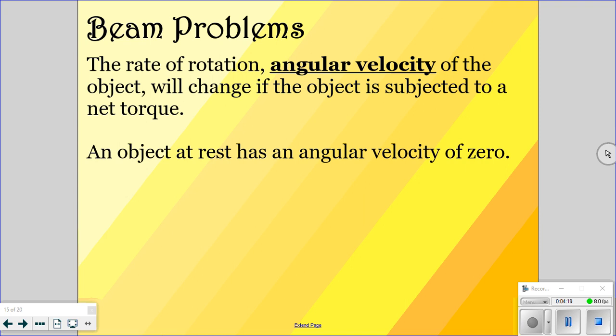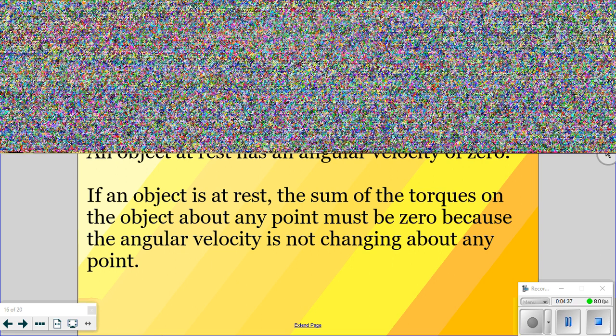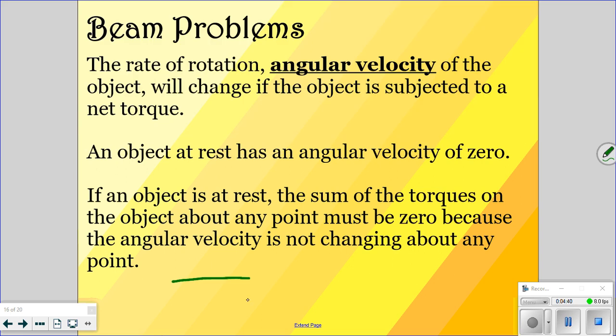If you have an object at rest, it has 0 angular velocity. If an object is at rest, then the sum of all the torques must be 0 because angular velocity is not changing. So if I have a figure and something is pushing it this way and something is pushing it that way, and the figure is not moving, then that means that they have to balance out. The sum of those torques has to be 0 because it's not moving.